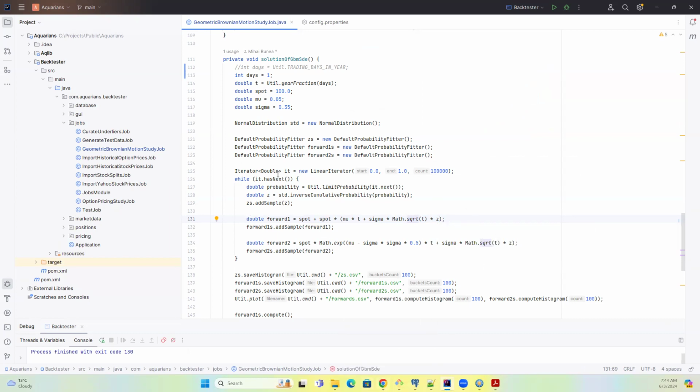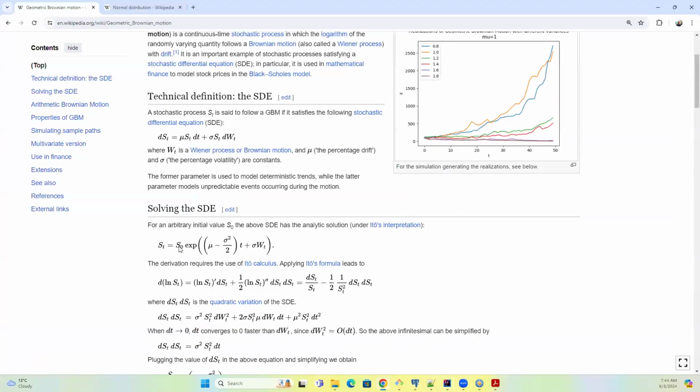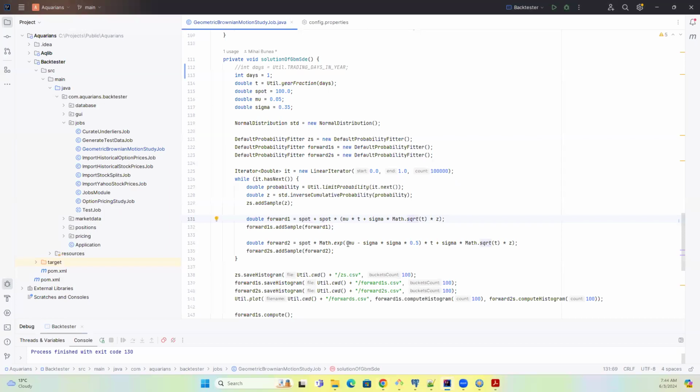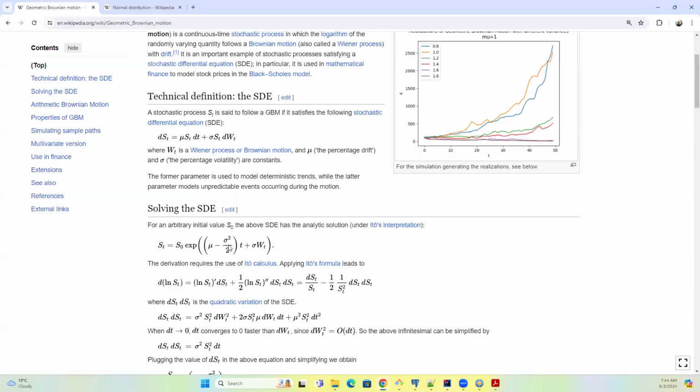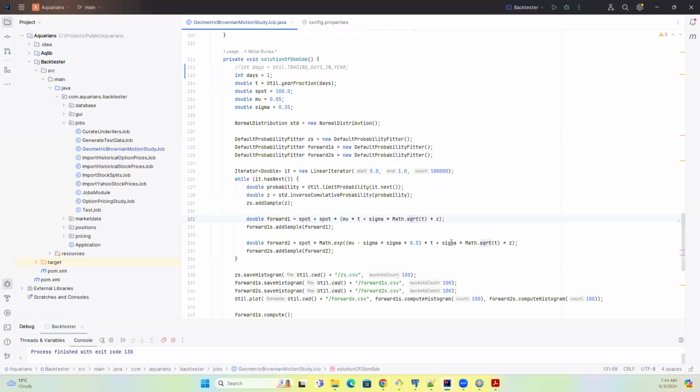And the actual solution is the second formula. So we are using this: spot times the exponential of mu minus sigma squared over 2, times t, and all this formula. And let's run it for one day, and see what we got. Okay, so we run it for 1 day.